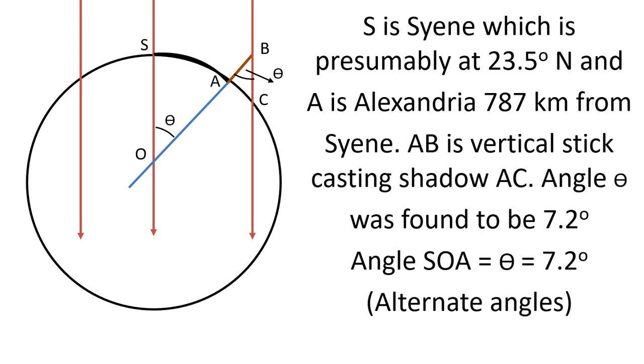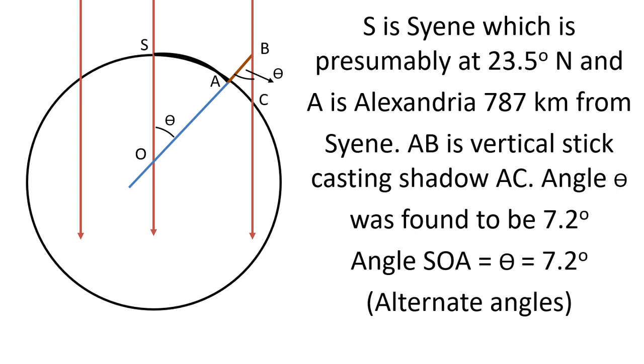AB is a vertical stick which has been erected at Alexandria, and AC is the shadow cast by the stick AB, because the rays are not falling overhead at Alexandria. They are falling at an angle to the stick. So that is why the stick AB is casting a shadow. Now the angle made by the ray of the sun with the stick is theta, that is angle ABC, which is theta.